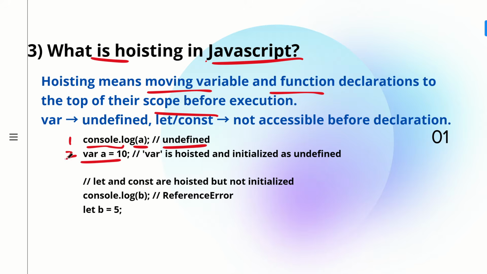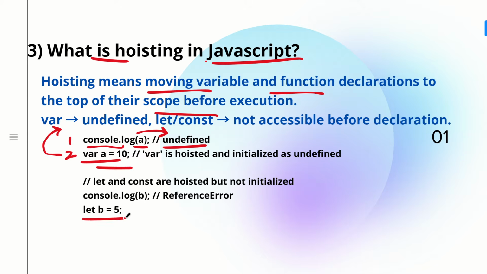Why? Because of hoisting. So what happens in hoisting is that the declaration of our variable is going to move to the top of its scope, and then this variable is going to get the value undefined by default. So initialization is happening in the second line only, but the variable declaration is hoisted to the top of its scope. That is why when you try to do console.log, you get undefined. This is how hoisting works in var.